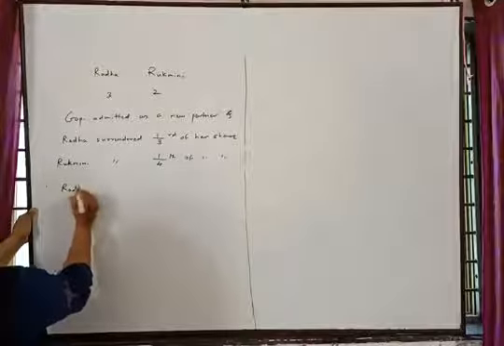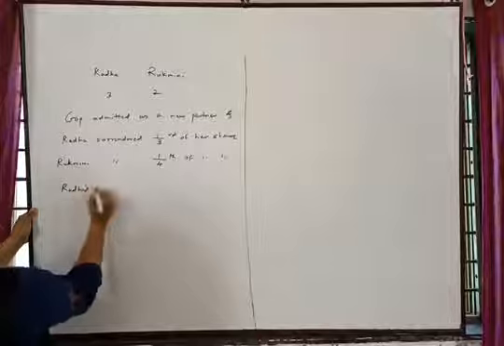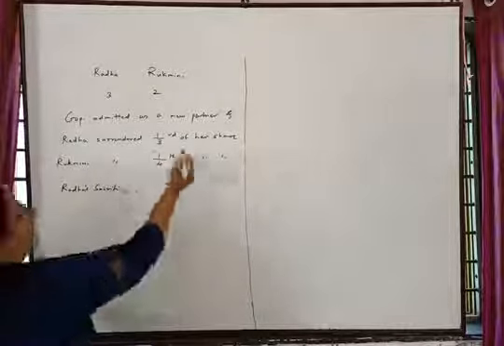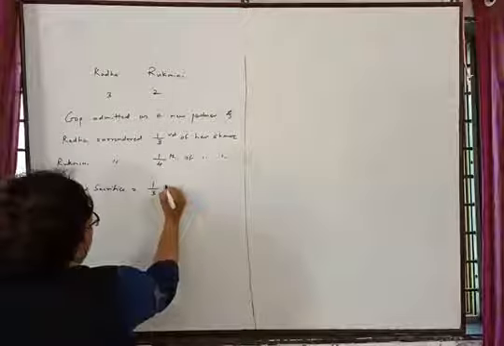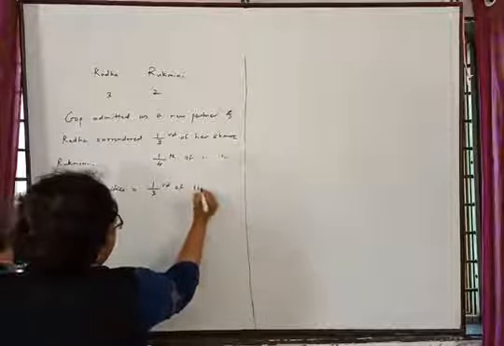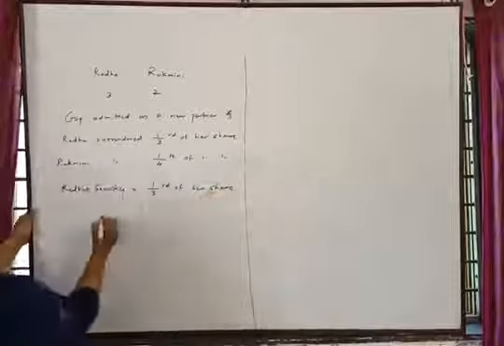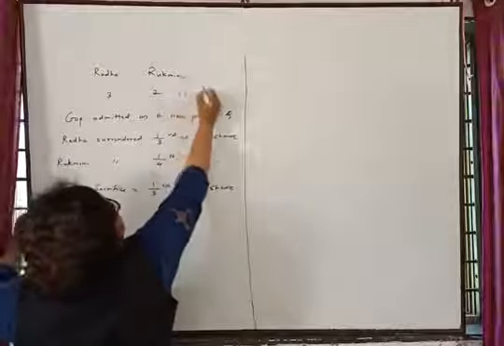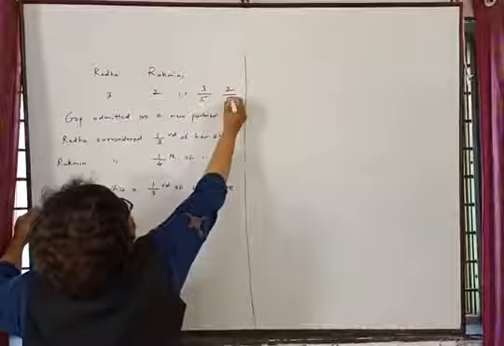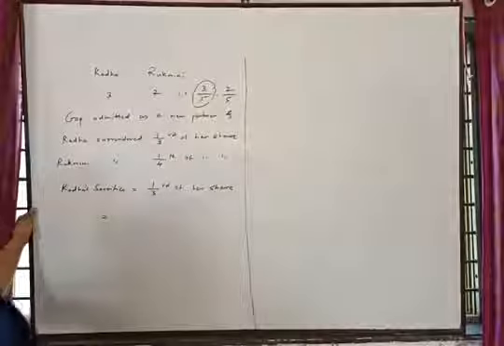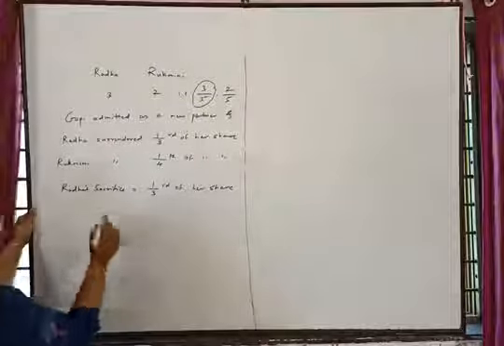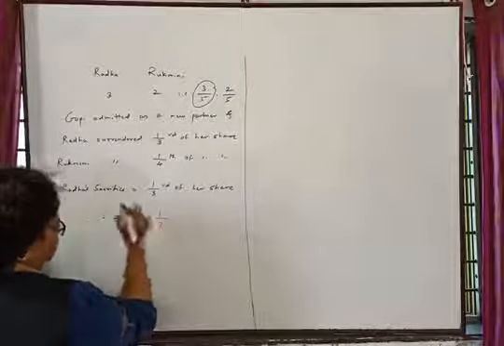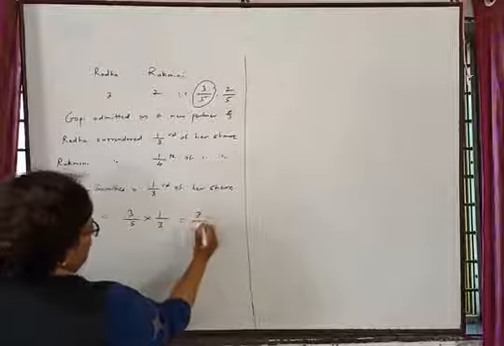Therefore, Radha's sacrifice is equal to 1/3 of her share. 1/3 of her share is equal to Radha's old share was 3:2. It means it is 3 upon 5. Radha's old share was 3 upon 5 and 1/3 of her share she is sacrificing. So 3 upon 5 into 1 upon 3, it will be 3 upon 15.